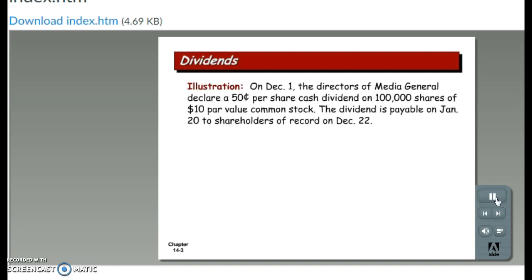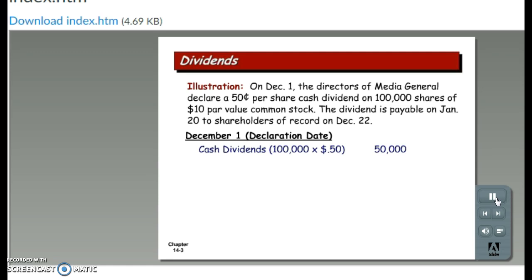Media General declares a 50-cent per share cash dividend on 100,000 common stock shares. The journal entry on the first date, the declaration date, records the debit to cash dividends, an account that decreases retained earnings. The amount of dividends is calculated by multiplying the 100,000 common shares outstanding by the 50-cent dividend amount. The company records the liability to the stockholders as a credit or increase to the liability account, dividends payable.